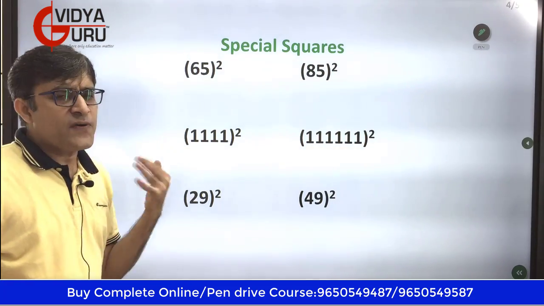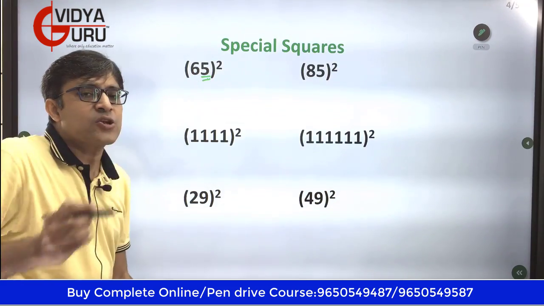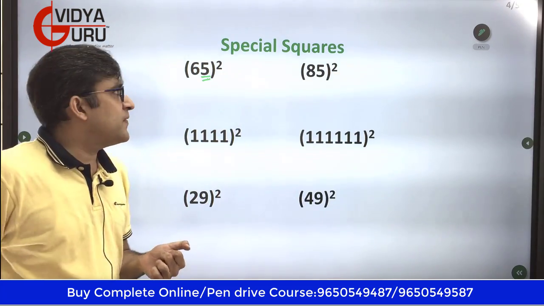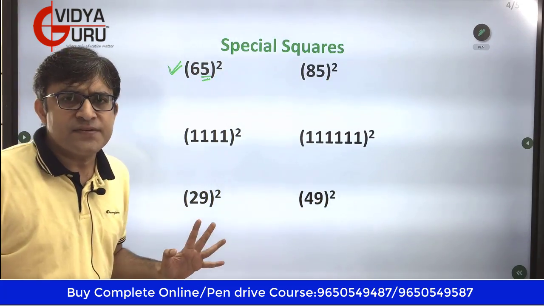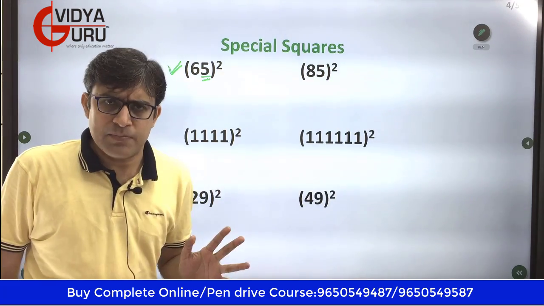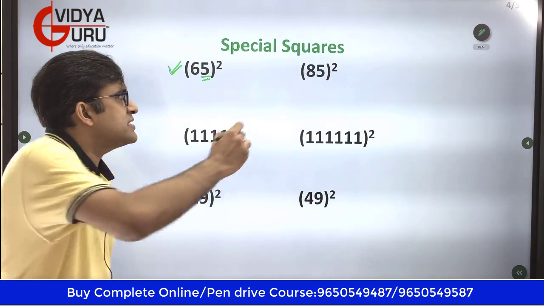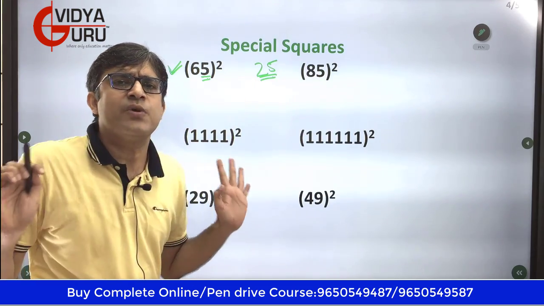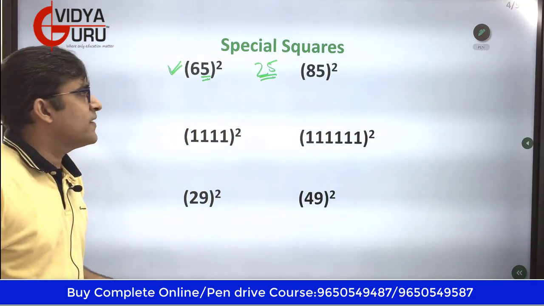Most of us are aware of how to calculate the squares of numbers ending in 5. So the first concept is the square of numbers that end in 5. 65 ends in 5, even 85 ends in 5. The moment that happens, you have to remember the last 2 digits will be 25. 5 square is 25, very simple.